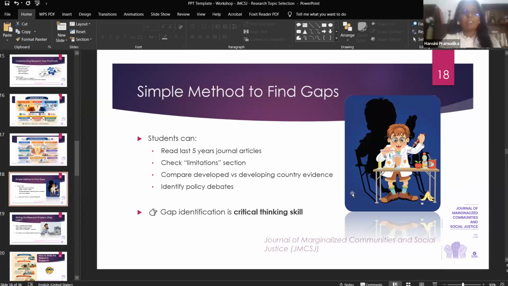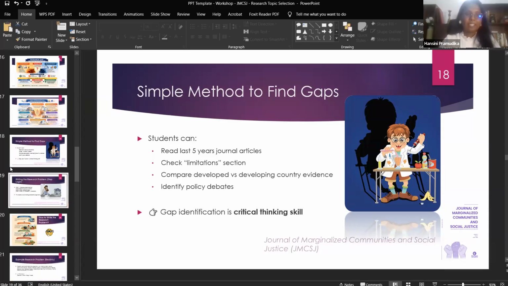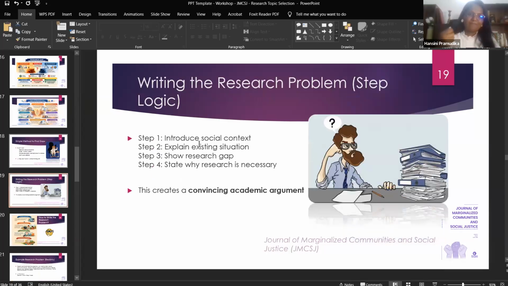Gap identification is a critical thinking skill. So your skill can be developed, right? So you can develop your critical thinking skills. So definitely you have the possibility, right?